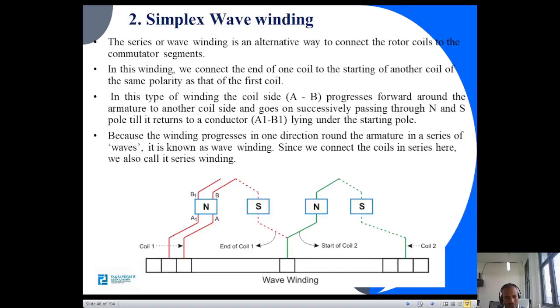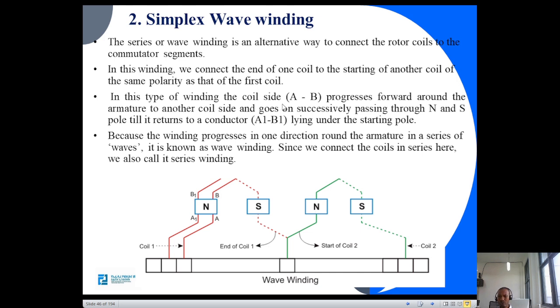Now the next winding is simplex wave winding. Under this, the series or wave winding is an alternative way to connect the rotor coil to the commutator segment. In this winding, we connect the end of one coil to the starting of another coil of the same polarity as that of the first coil. So if you see this AB, it is connected with this commutator segment and ends here, and the other coil will continue in the same fashion, and the starting of this and this are under the same pole.